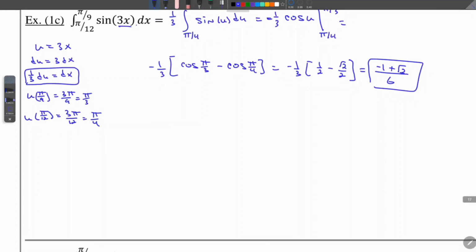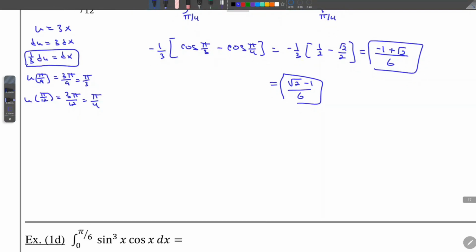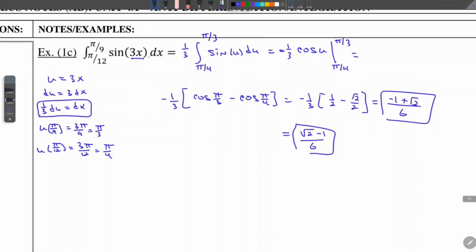You could rewrite this if you wanted to. It's an equivalent term. You could rewrite this as the square root of 2 minus 1 over 6, but we do want it to be one fraction, and we can't really simplify any more than that. That's all we can do. So pretty straightforward. This one's pretty easy.